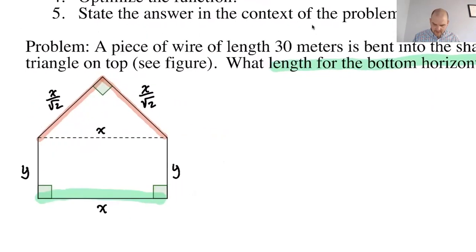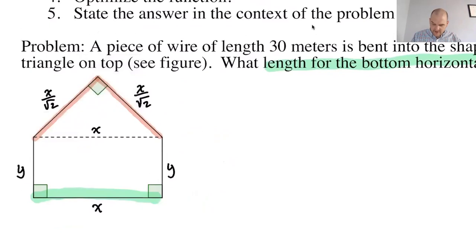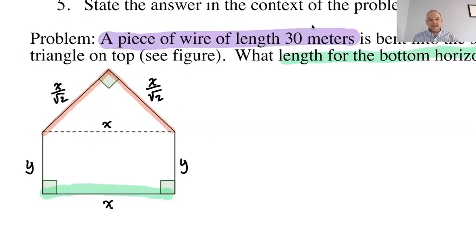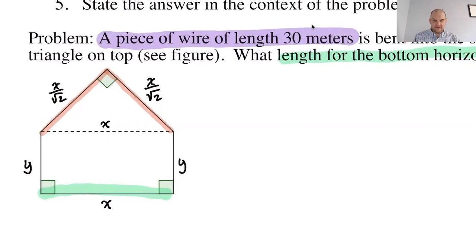All right, so the piece of wire is 30 meters in length. Let's go back to this thicker thing here. That means that if I add up the perimeter of this thing, I need to get 30. So it's x plus 2y plus 2x over root 2 is equal to 30.